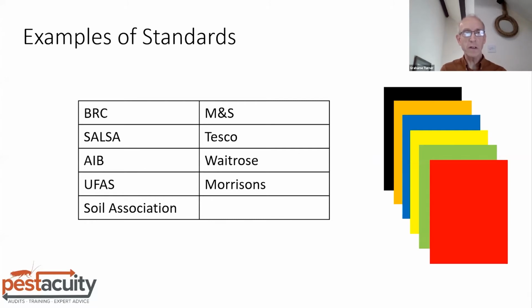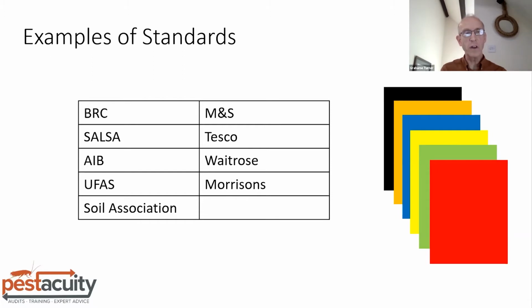Examples of the standards: you've got the British Retail Consortium Global Standards, and these, as the name suggests, are used globally. It started in Britain, the idea being to eliminate the need for lots of different standards by different end users, different supermarkets and the like. And quite a few companies have adopted these as the standard that they specify.